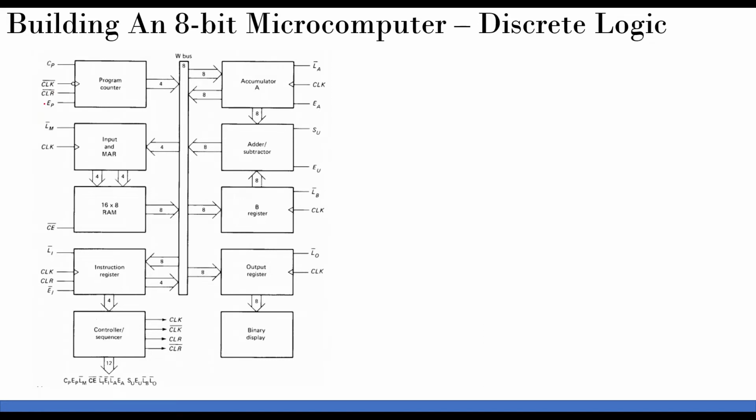And then of course you should be aware of what the bar on top of the signals signifies. That means it's an active low signal. For example, LM bar. That means if the input to this is 0 only, this particular component will be activated.